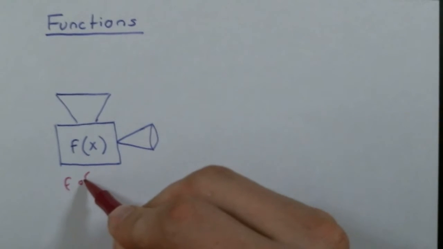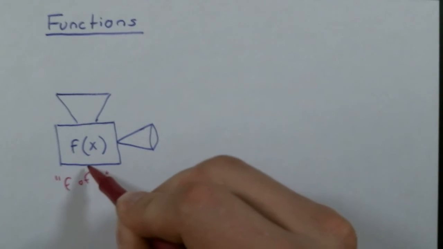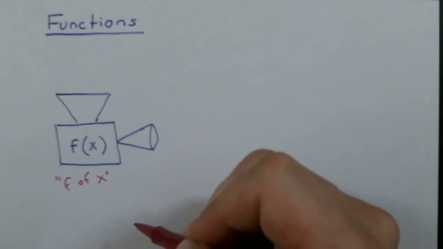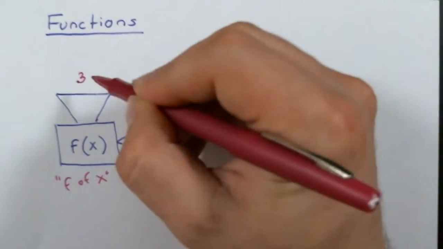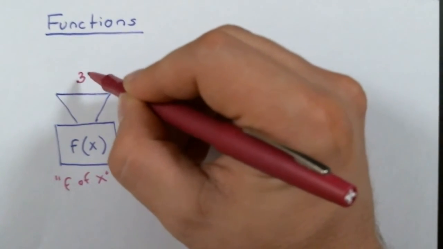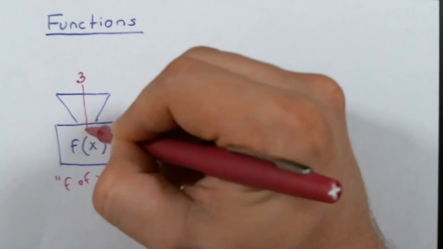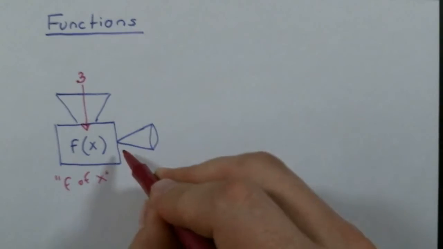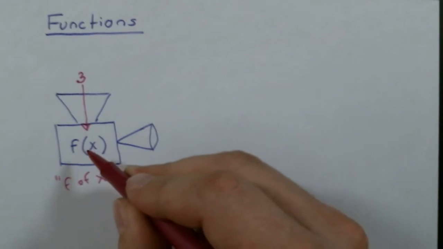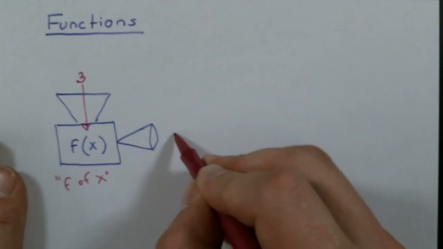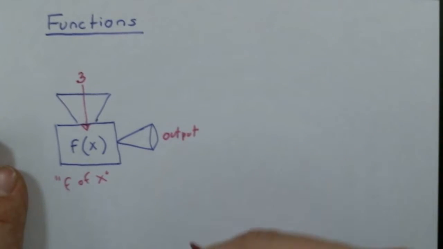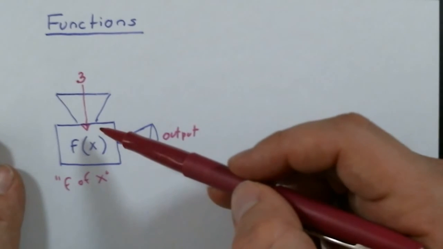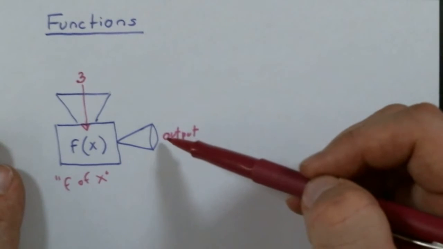That's how you would say this, f of x. And so let's say, for example, that we put in a 3. If we put in a value of 3 into our function, it's going to produce some kind of output of that 3. So that's the short notation: if you put in something, it gets worked out and then something comes out of it.